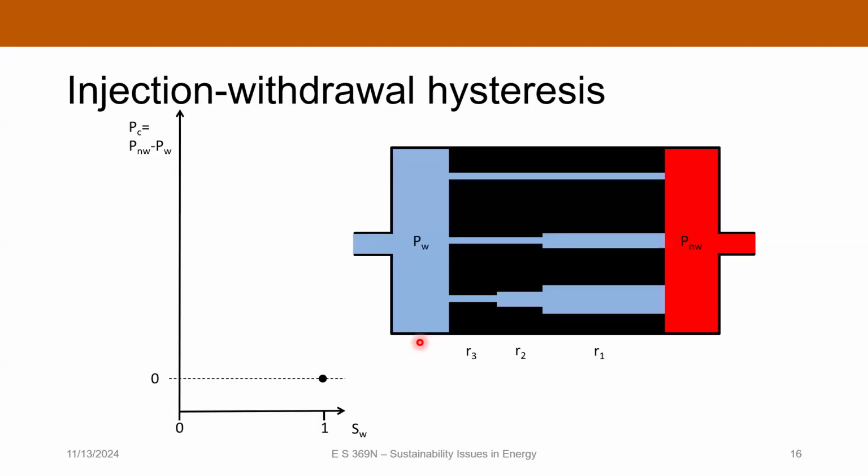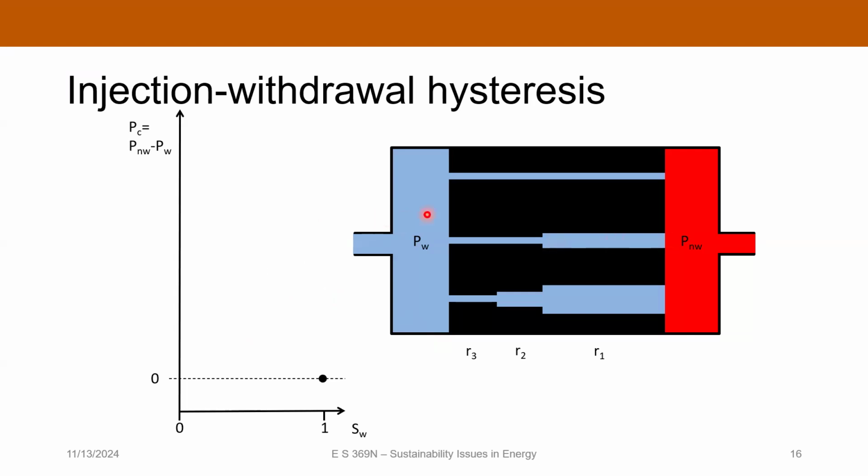Another thing that we have to deal with is what's called hysteresis. And those of you who are in or have taken my petrophysics class will recognize some of these slides. But this is something that happens when you inject a gas into a rock and then you withdraw it again. So we talked about capillary pressure and capillary drainage curves in the context of carbon storage, but they're also important in the context of hydrogen storage.